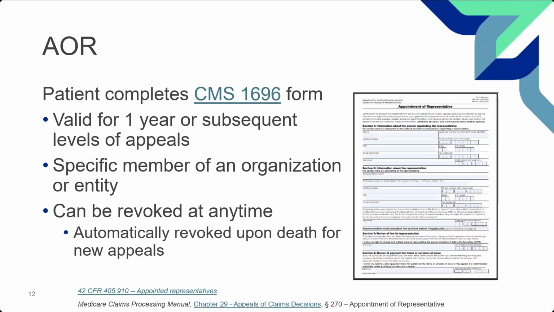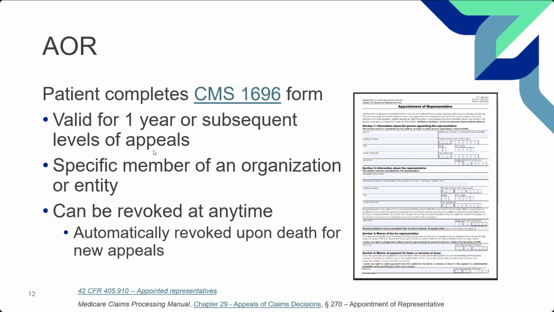So if there is an appointment of representative needed, then there needs to be a CMS 1696. It is an approved Office of Management and Budget form. Okay. It is linked for you on the slide right here directly. Please remember that this is valid for 1 year or for all subsequent levels of appeal. The reason that they say subsequent levels of appeal is because that process can take longer than 1 year. So they want to make sure it's valid for 1 year to start a new appeal or to start something else. But if you're in the middle of an appeal, it doesn't suddenly become invalid.